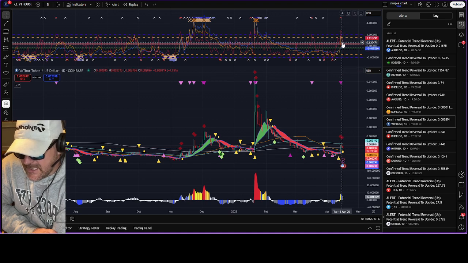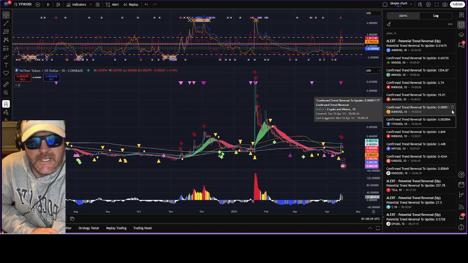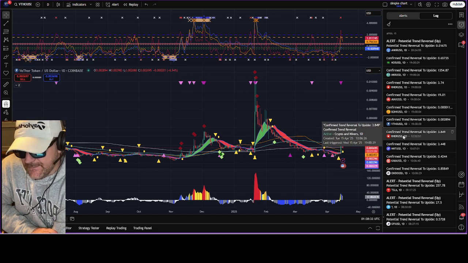Again, we need these lines to stay up above this red zone up here. So looking pretty good there for VeTho, and that's one that's so cheap. I mean, any little price movement, you're making a ton of returns. And we actually do not own any VeTho.